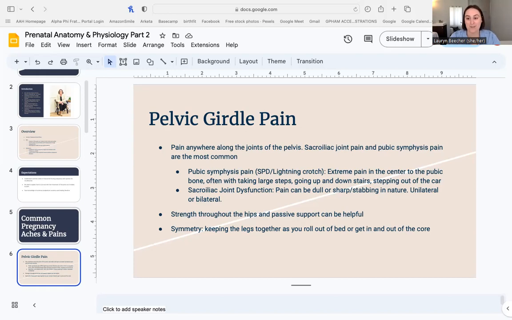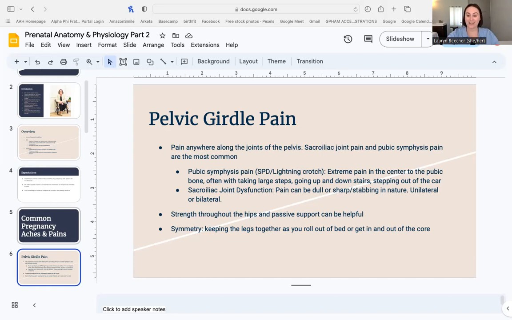Another very common area of discomfort during pregnancy is at the sacroiliac joint or the SI joint. So that joint in the back here, where the sacrum and the ilium come together. We have a lot of really strong, really dense ligaments that run through this area.